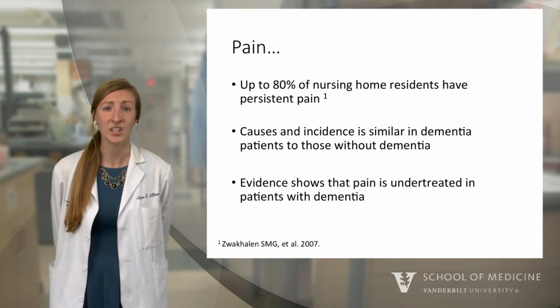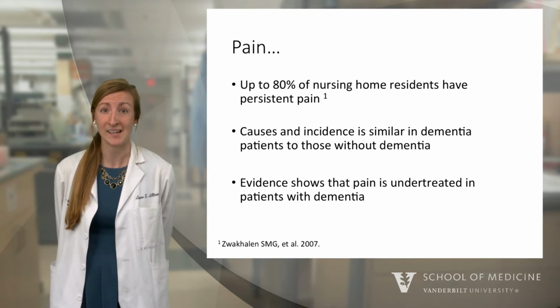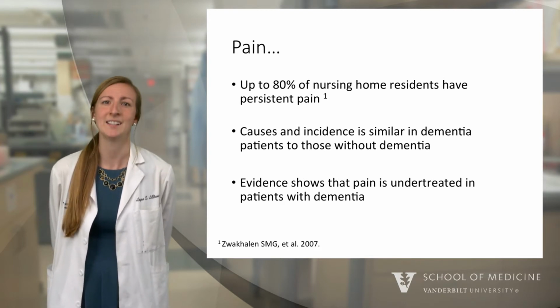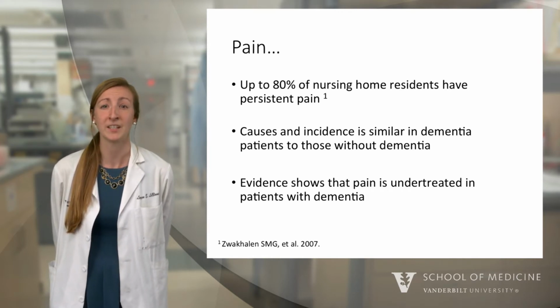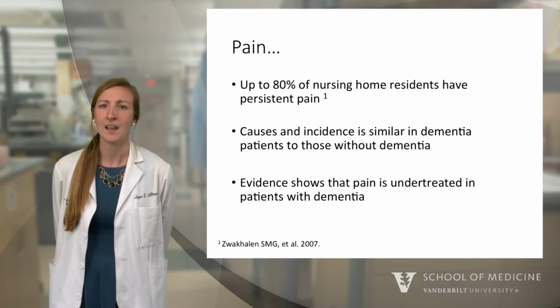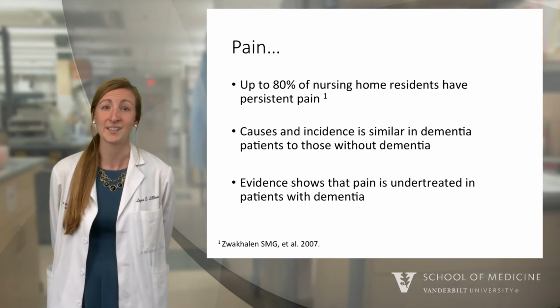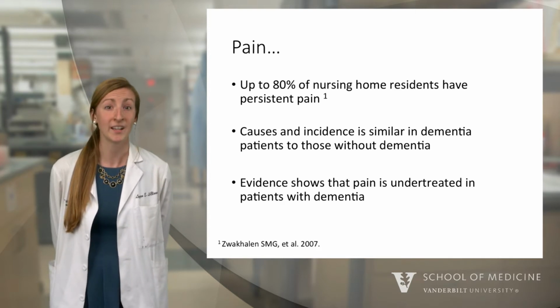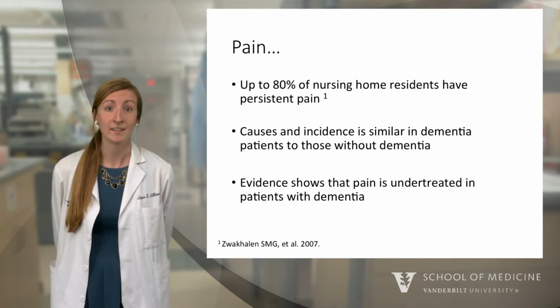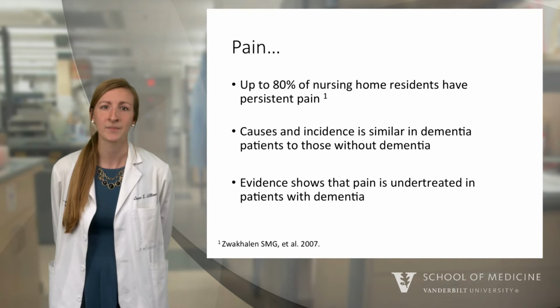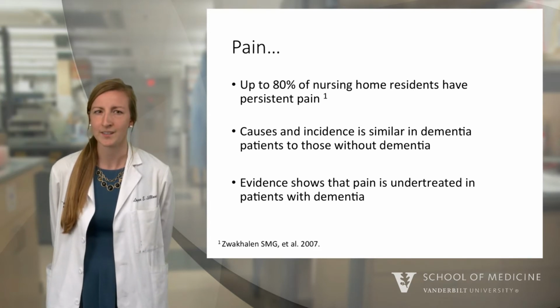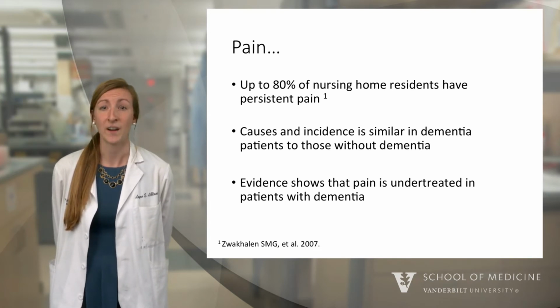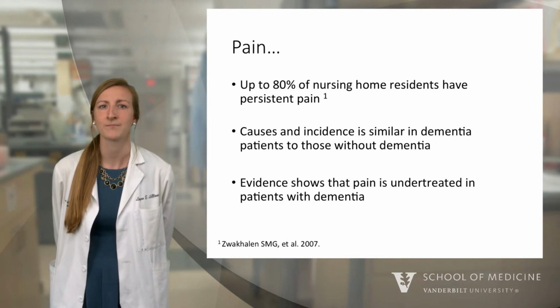Did you know that aging adults have a high prevalence of persistent pain? In fact, it's estimated that about 50% of individuals over 80 in the general population experience frequent pain, and up to 80% of nursing home residents have persistent pain. Pain can originate from chronic illnesses, such as neuropathy, osteoarthritis, or malignancy, as well as more acute illnesses, such as fractures, infection, or pressure ulcers.